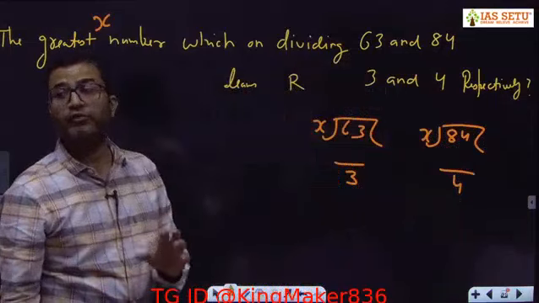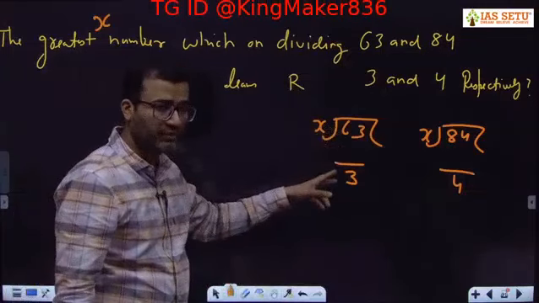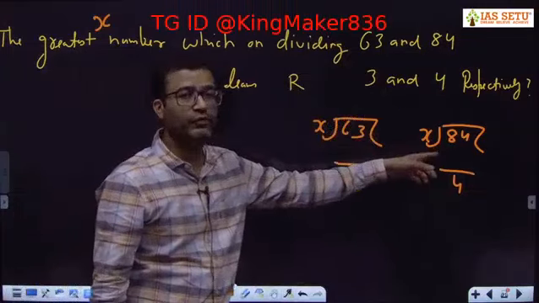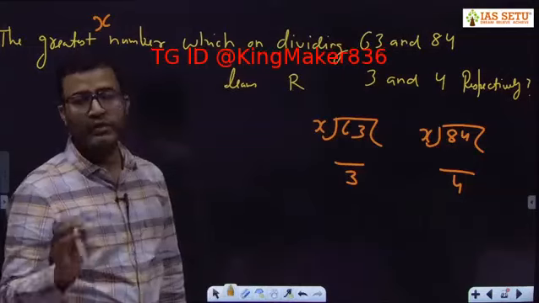मतलब हमें we have to find the greatest number which on dividing 63 leaves a remainder 3. Same number if we use as a divisor and we divide 84, we get remainder 4. I tell you how to handle this question.